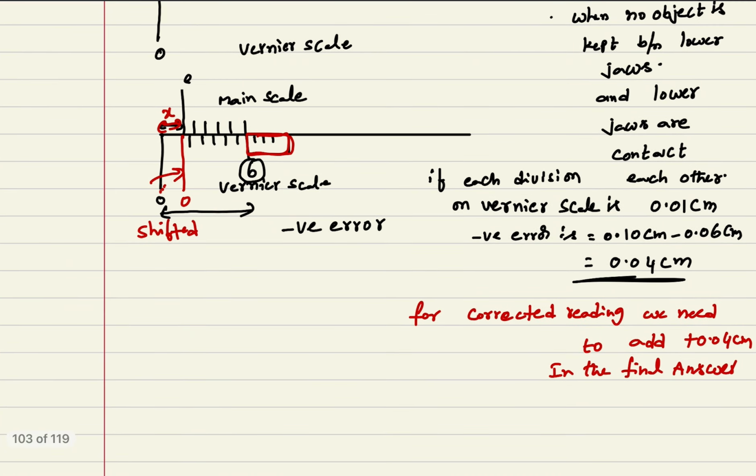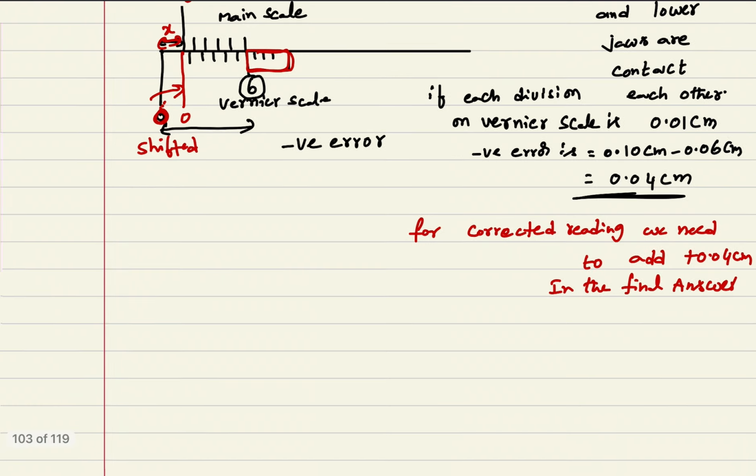Okay, observe this carefully. Again I am telling what is the meaning of negative zero error. Negative zero error means if zero on the Vernier scale lies left to the zero on the main scale, that error is negative zero error. What is a positive zero error?